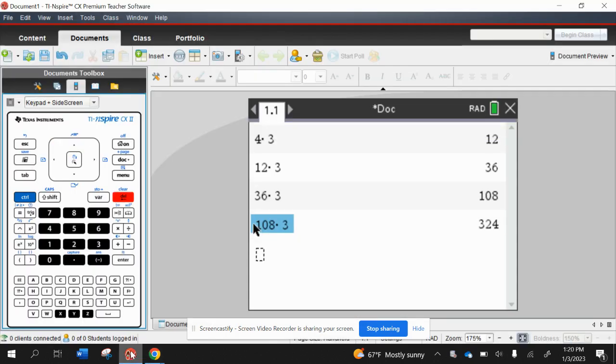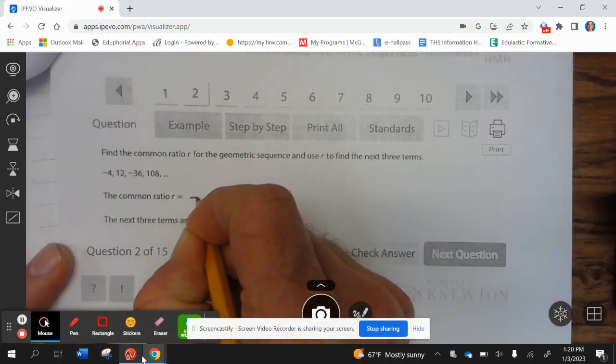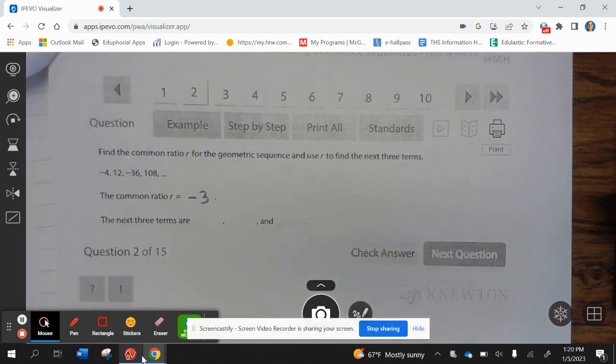Let's remove the previous problem. So -4 times -3 is 12. 12 times -3 is -36. -36 times -3 is 108. So our common ratio is -3.